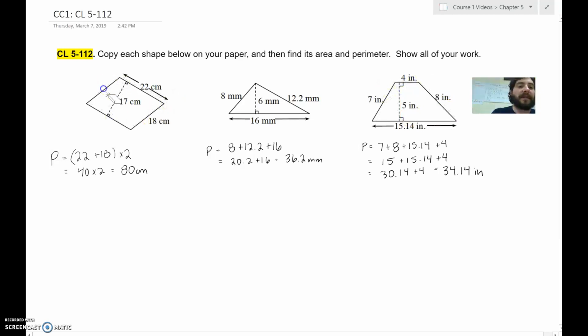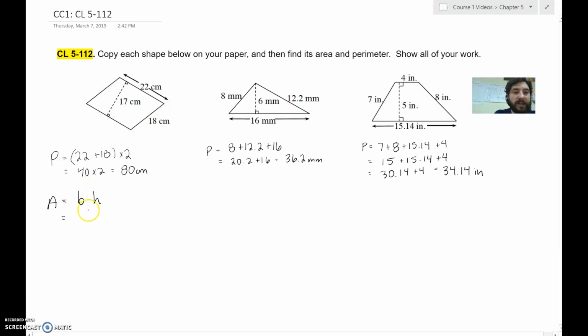All right, now the fun part. So for the area of these guys, just how many square units are on the inside of this figure. And for this parallelogram, it's very similar to a rectangle, right? Where you could just cut this corner off, move it over here, and we would have a beautiful rectangle with a height of 17 and a base of 22 centimeters. So the formula is area of a parallelogram is base times height, just like it is for a rectangle.